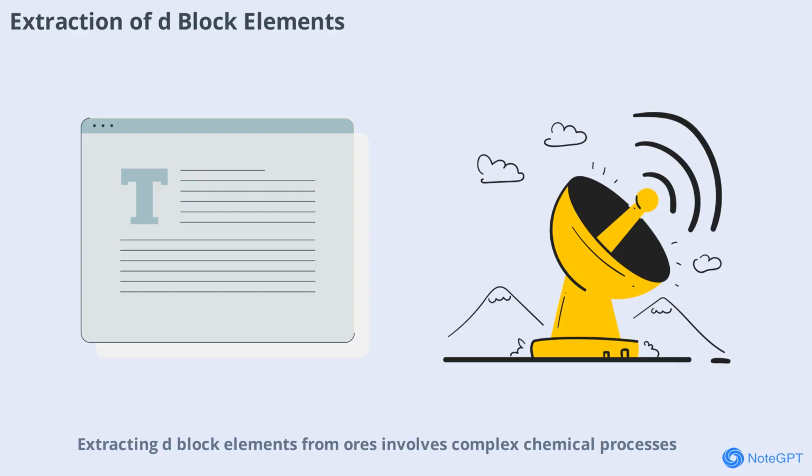Extracting D-block elements from ores involves complex chemical processes. Methods like smelting, electrolysis, and reduction are commonly used.